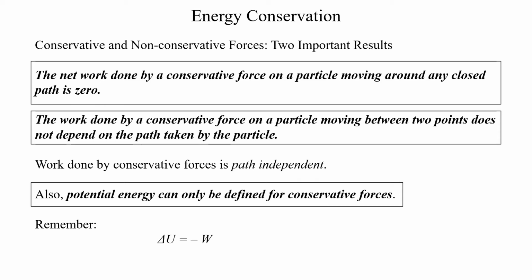And then also the last one, potential energy can only be defined for conservative forces. And remember, the change in potential energy equals the negative of the work done by the force in the system. Now that's key, the force in the system. So in the Earth-ball system, it's the gravitational force between the ball and the Earth. In the block-spring system, it's the spring force between the block and the spring. So if I reach in and pull the block attached to the spring and move it around, I'm an external force. I am not a force in the system.